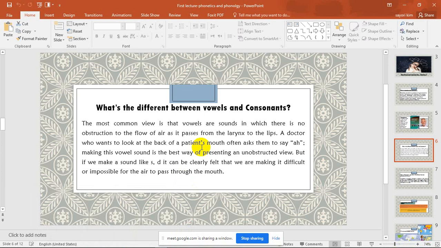When we don't have an obstruction to the airflow, like when we say a, o, e, we call it a vowel sound.